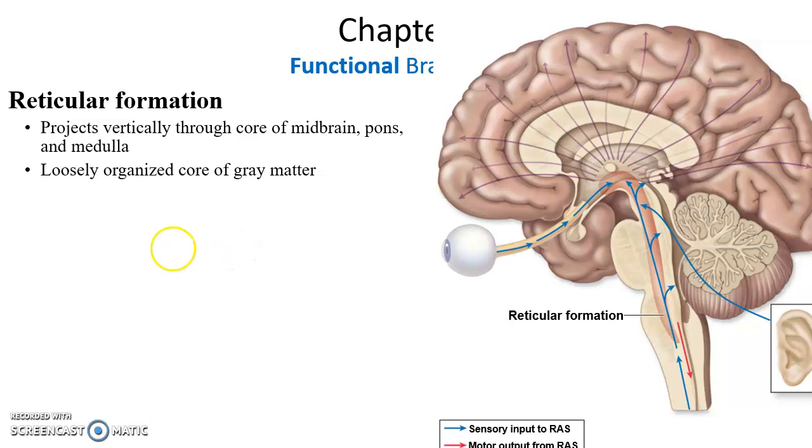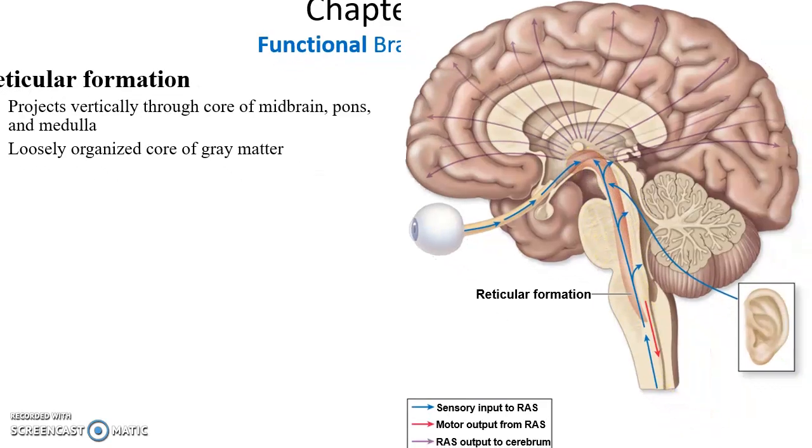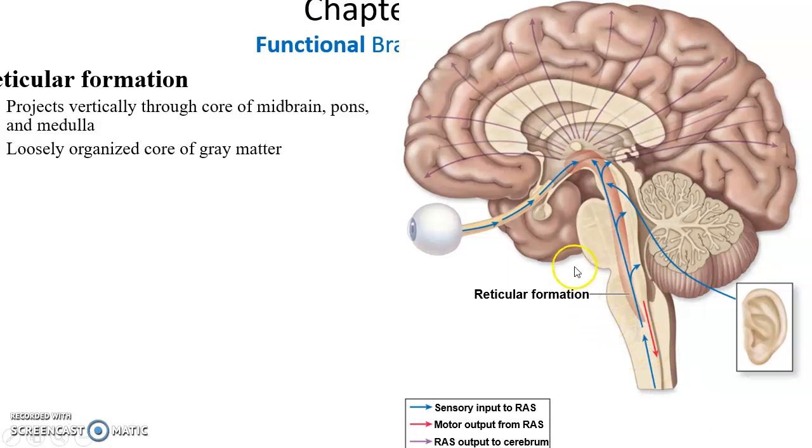All right, moving on to the reticular formation. The reticular formation is sort of a broad, vague structure that is diffuse and projects through the center, the core of the medulla oblongata, the pons, and the midbrain, and then reaches out and has impacts on a lot of other structures in the brain.